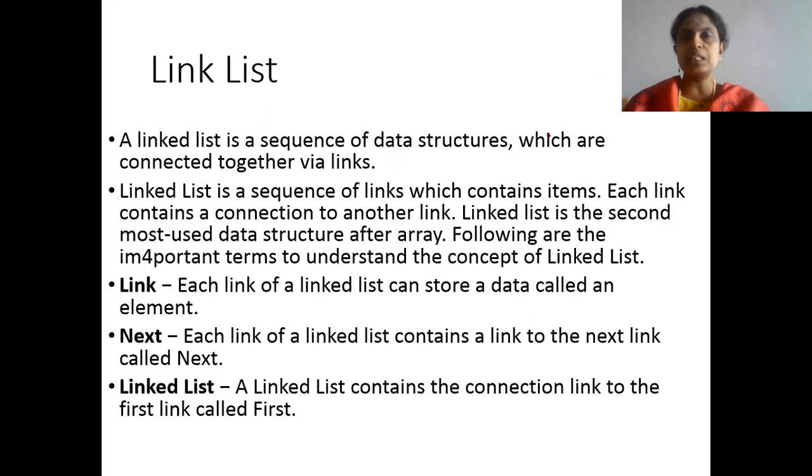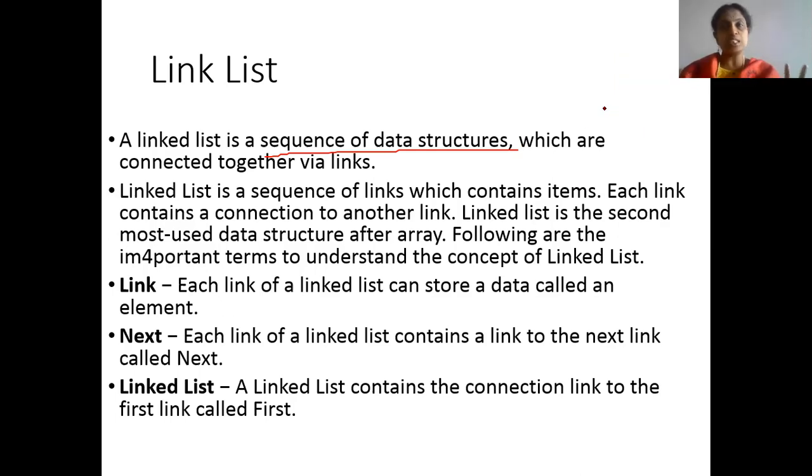When the linked list is concerned, a linked list is a sequence of data structure. Sequence means one after the next. From the head node, I can't jump to the fourth node, then it will become non-sequence. But here it is sequence: from the first you go to the second, from the second to the third, from the third you can go to the fourth. So here we follow only the sequence order. So it is a sequence of data connected via links.